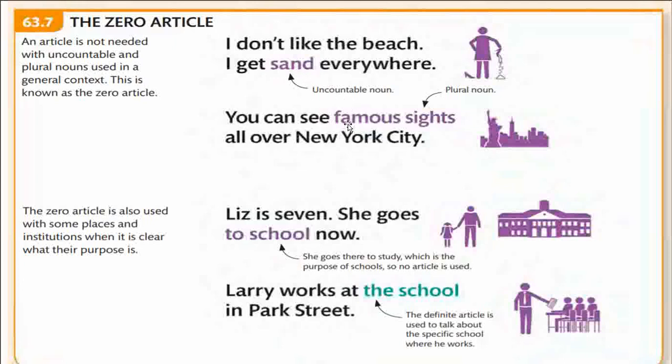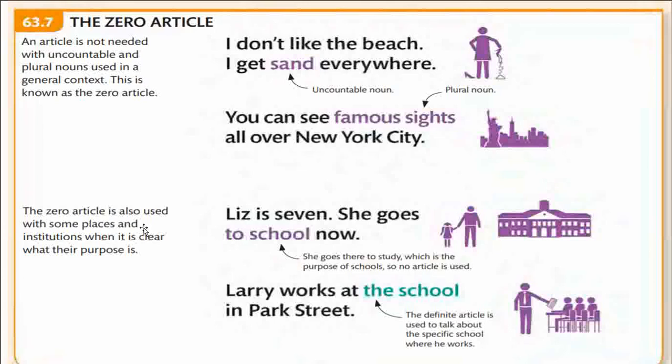So it's an uncountable noun. You can see famous sites, adjective plus noun in plural, all over New York City. You do not say 'you can see the famous sites'. Then it is grammatically wrong. Why? Because 'the' cannot be used before plural nouns which represent a general context.